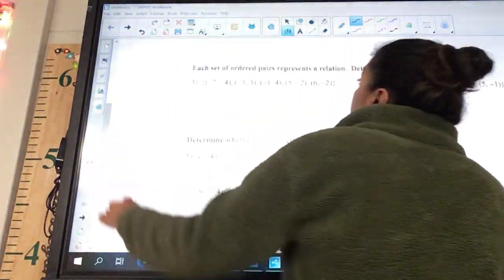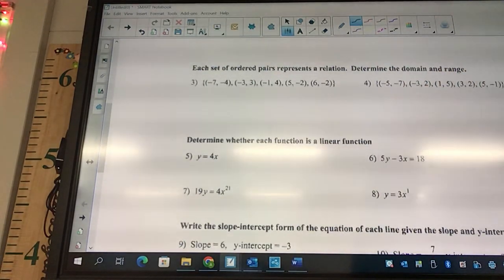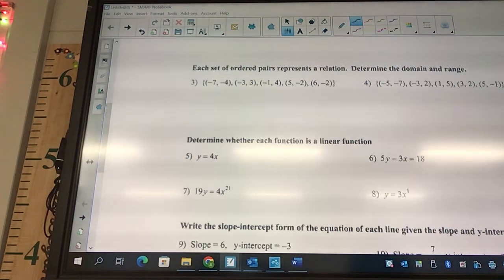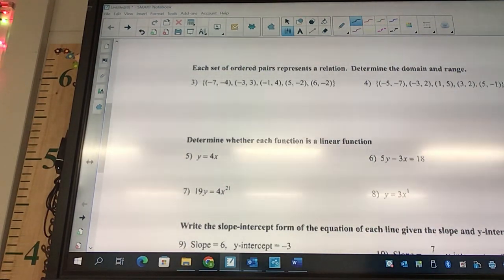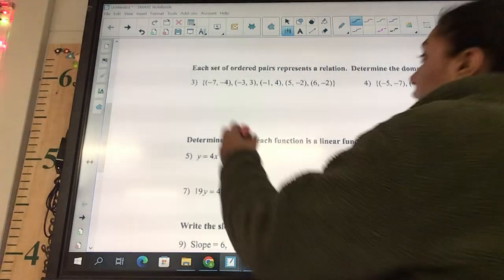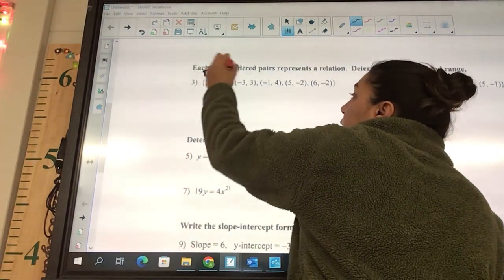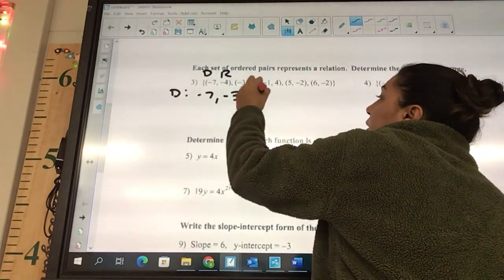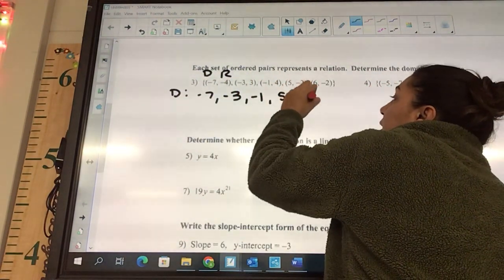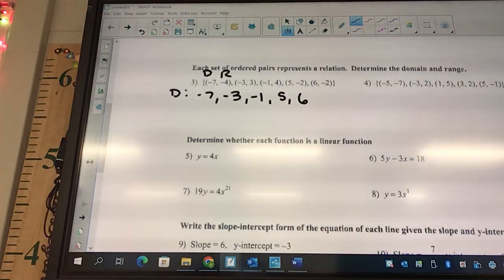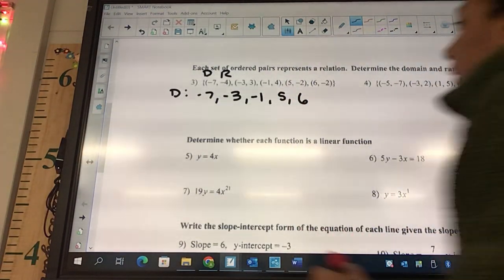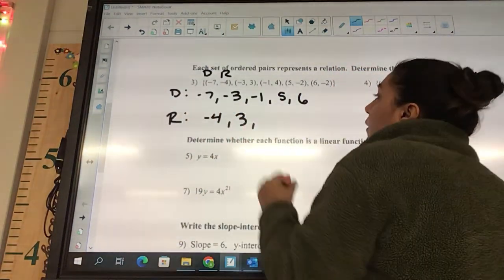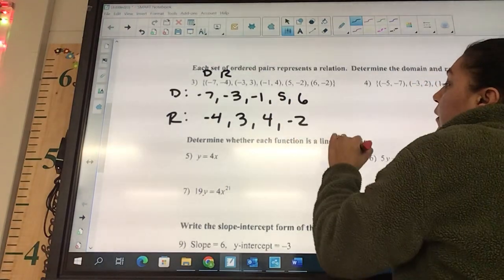Okay, each set of ordered pairs represents a relation. Determine the domain and range. How do we find that on a coordinate? Which one is what? The one on the left is the domain, and so this is going to be the range. So our domain is going to be -7, -3, -1, 5, and 6. It's the first piece in each coordinate. What is going to be the range? -4, 3, 4, -2.